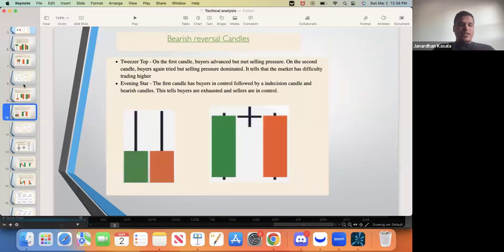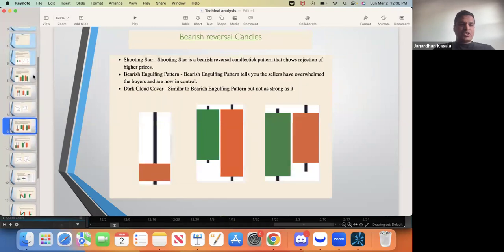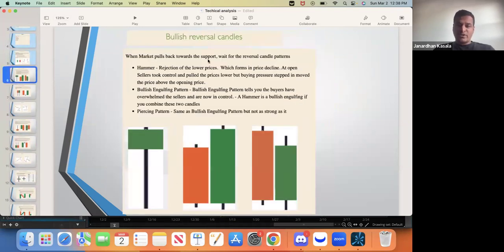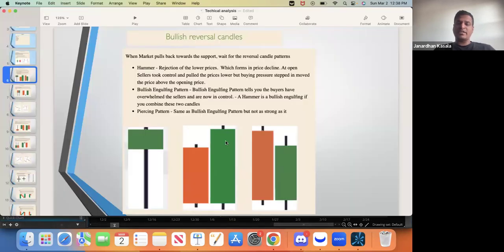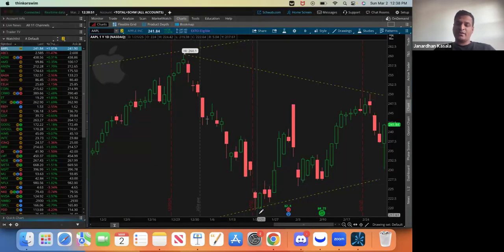Whatever we talked about here, these are all bullish reversal candles. When you're in a downtrend, how do you identify a reversal? These candles help you identify the reversal. Here we are in a downtrend when you look at the day chart. I drew this trend line after this happened. But how do you identify the reversal?